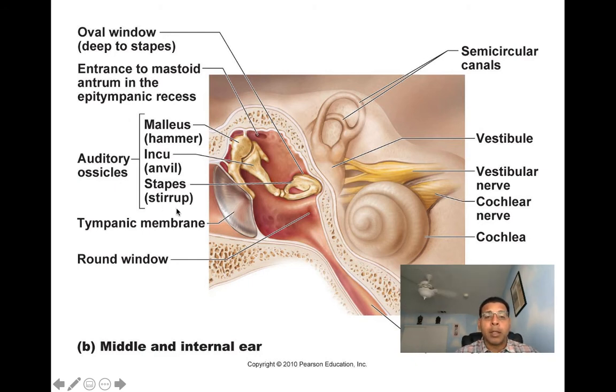These bones include, number one, the malleus, which is shaped like a hammer and communicates with the tympanic membrane. Next, we have the incus, which takes on the shape of an anvil. And third, we have the stapes, which takes on the shape of a stirrup. The handle of the malleus is secured to the eardrum, and the base of the stapes fits into the oval window as we described.